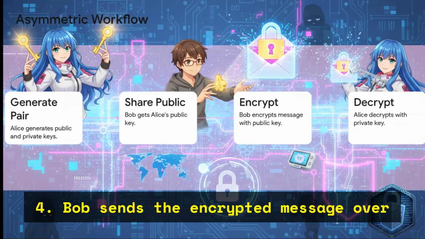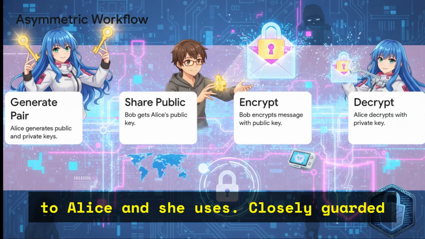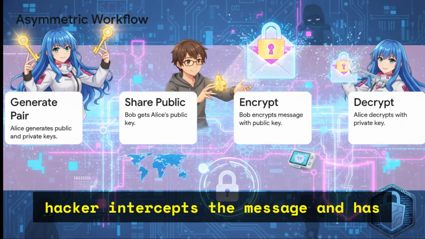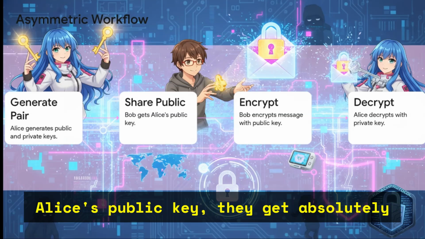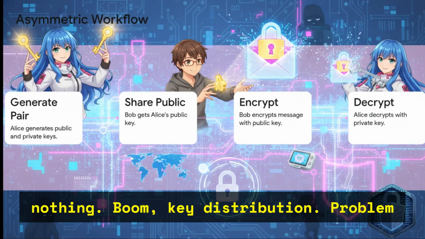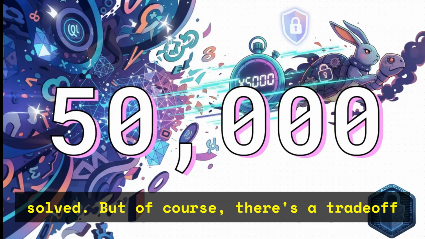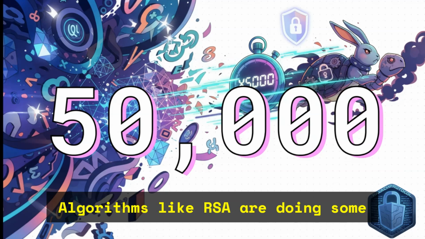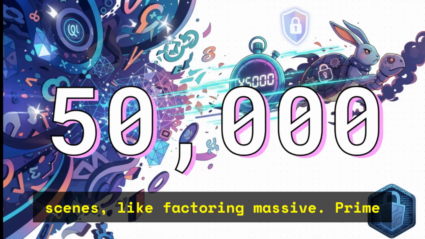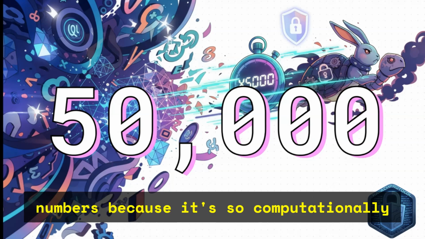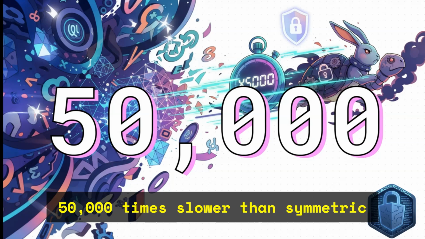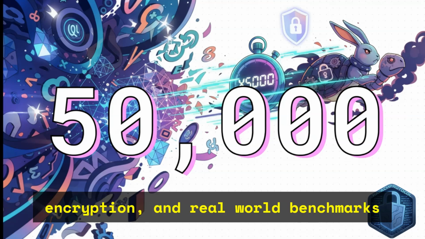Finally, Step 4, Bob sends the encrypted message over to Alice, and she uses her closely guarded private key to decrypt it. Even if a hacker intercepts the message and has Alice's public key, they get absolutely nothing. Boom. Key distribution problem solved. But of course, there's a trade-off. That mathematical magic I mentioned, algorithms like RSA are doing some incredibly heavy lifting behind the scenes, like factoring massive prime numbers. Because it's so computationally intense, asymmetric encryption is roughly 50,000 times slower than symmetric encryption.